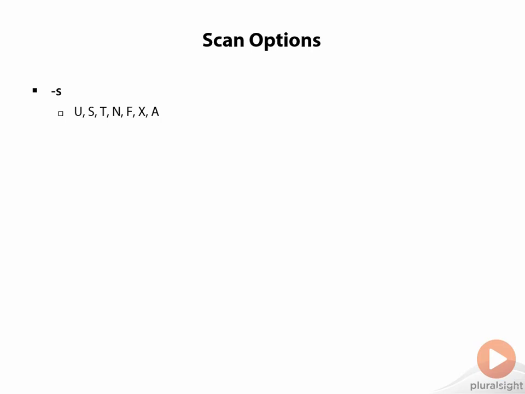All of Nmap's port scanning options are enabled using the -s option and an uppercase letter argument designating the type of scan desired. We'll be discussing 7 of these scan types. The first one, capital U, specifies that a UDP scan should be performed. The rest of them all specify different types of TCP scans. We'll discuss each of these options in turn.